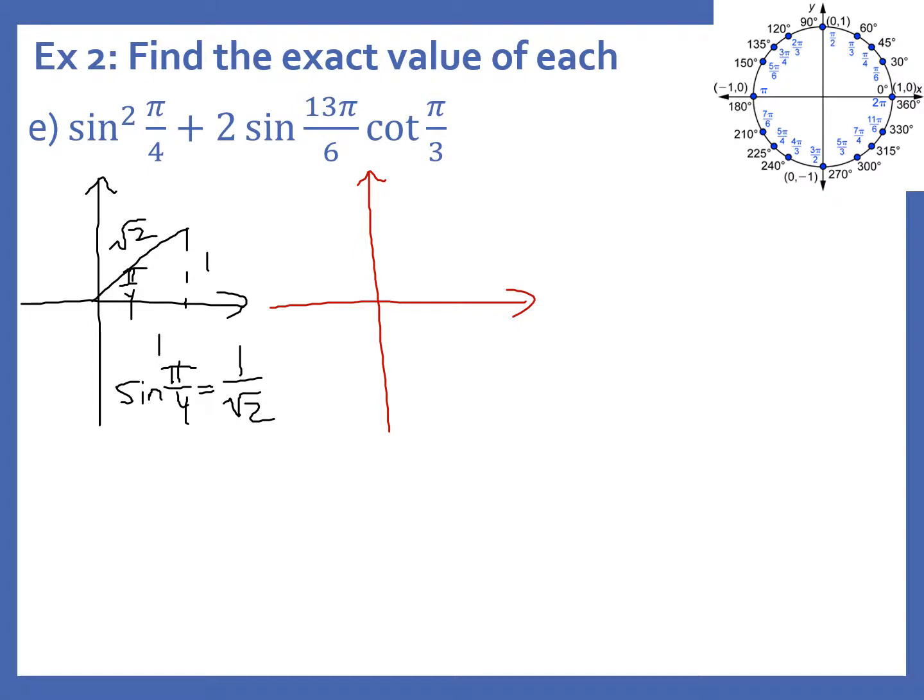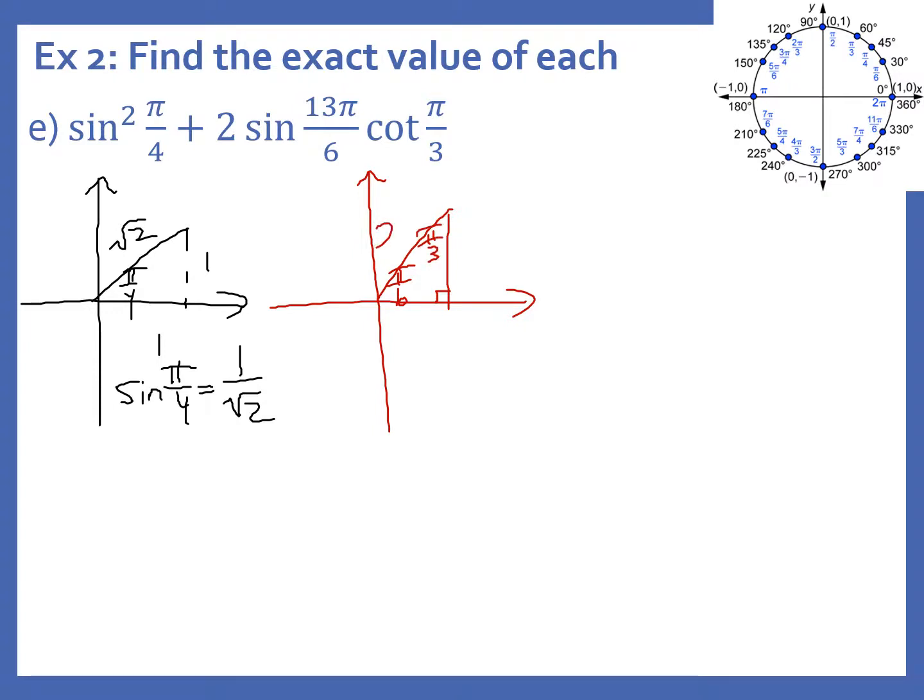So 6 pi over 6, that'd be go half circle. 12 pi over 6, full circle. So this is 1/6 bigger than 12 pi over 6. So that puts us in this quadrant. And we're left with pi over 6. That would be pi over 3.